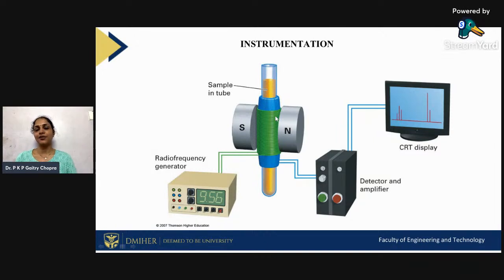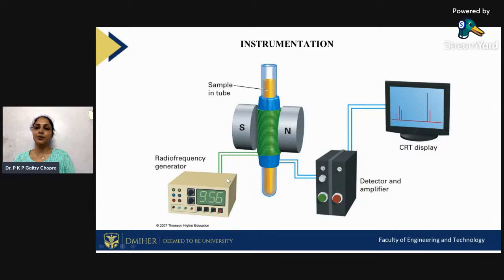Now we have all the three things. We have our sample, we have the external magnetic field, we have our radio frequency source. Now, if you want to record the spectra of any particular molecule or sample, you can do it in two different ways. Either you can keep the radio frequency constant and vary the strength of the applied magnetic field, or you can keep the magnetic field constant and vary the radio frequency energy that you are giving to your sample.